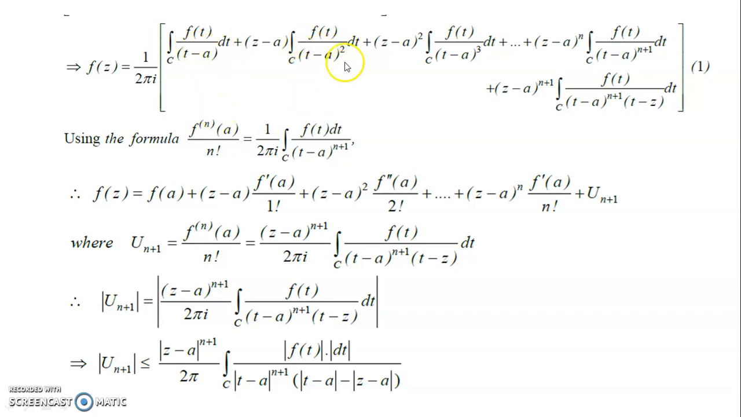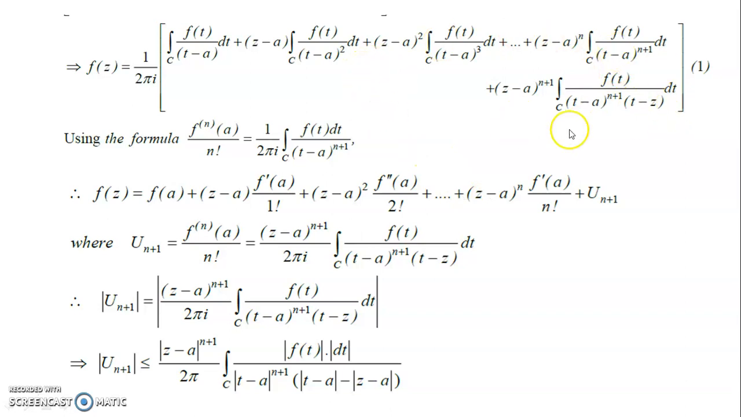Then the second one is the integral formula for the first derivative. If you take n is 1 here, we have the first derivative. So that is what we are taking. Anyway, we make use of this integral formula for derivatives.